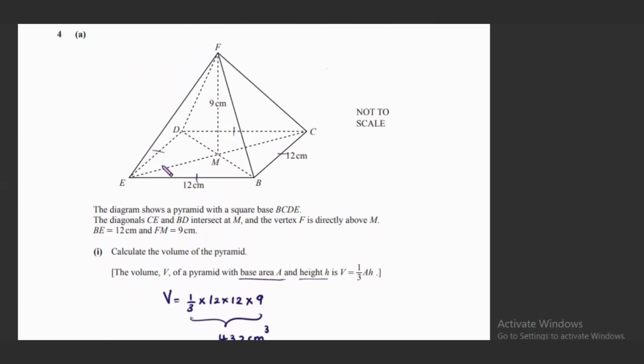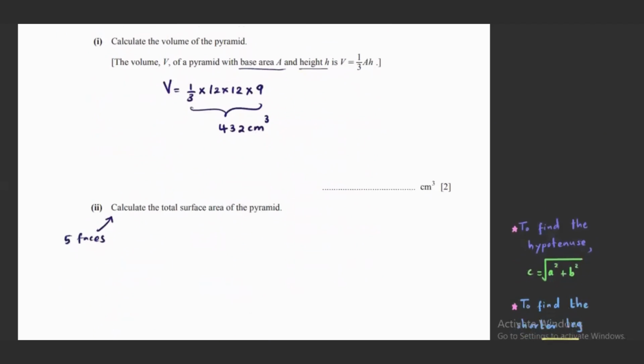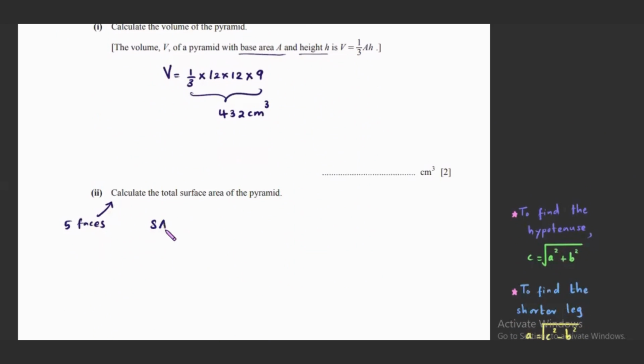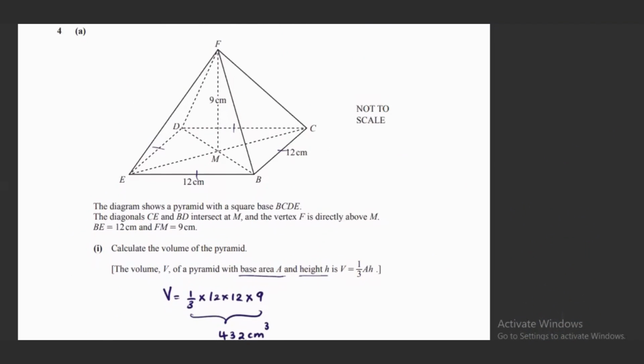The base that we have is a square. So to calculate the surface area of this pyramid, I need to calculate the area of the base, which is a square, that is 12 times 12. I need to add this with the area of the triangles that we have. All 4 triangles will be identical because the base is a square and they all meet the same point F. So they will all be equal.